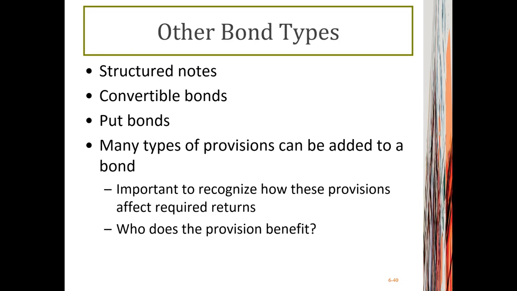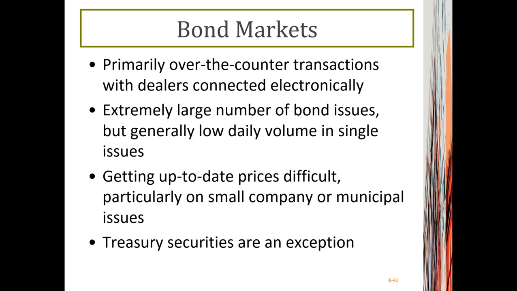A puttable bond also carries two components in its value. The first one is the bond value with no puttable provision, and the other one is the put option value of the stock. Bonds are primarily traded over the counter across the country, and on the over-the-counter market, bond investors essentially deal with security dealers who connect electronically across the country. The bond market trades a large amount of bond issues, but trading volumes are pretty thin for any single issue.